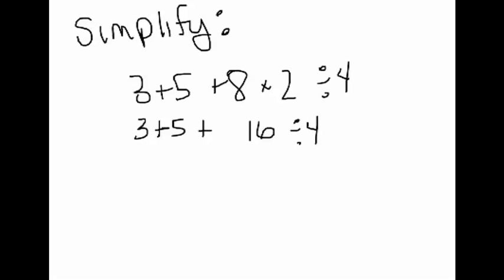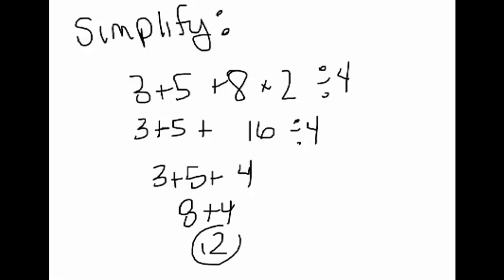And so now I'm going to look at this new statement, 3 plus 5 plus 16 divided by 4. No parentheses, no exponents, no multiplication, but I do have that division. So I'm going to do that 16 divided by 4. So I bring down that 3 plus 5 plus. And what's 16 divided by 4? 4. And now I'm just going to do that addition again, left to right. So I get 8 plus 4, and then 8 plus 4 is 12.